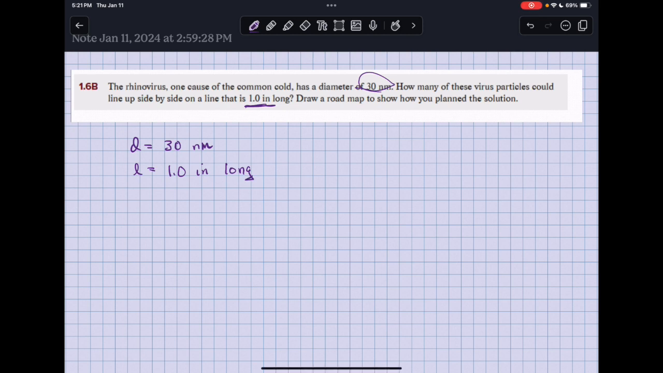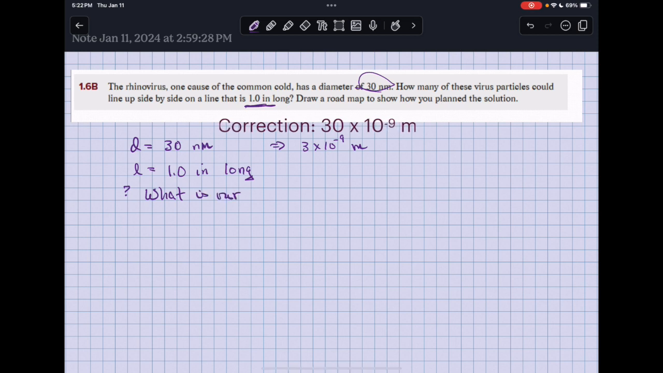So just as an aside here, I know that 30 nanometers is 3 times 10 to the minus 8 meters. And I know it's a lot smaller than 1 inch. And we're going to get into the conversion and all of that. So we're going to get quite a few of these viruses that we're going to be able to line up along here. But how do we do that? So that's the question. What is our approach to this problem?